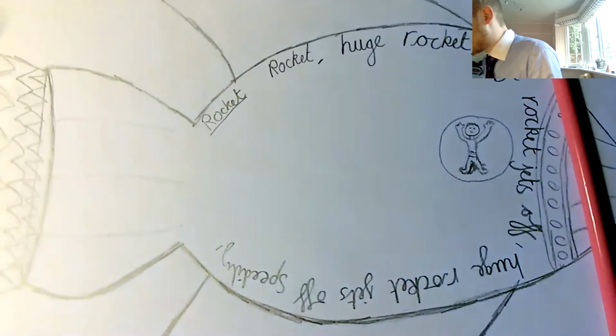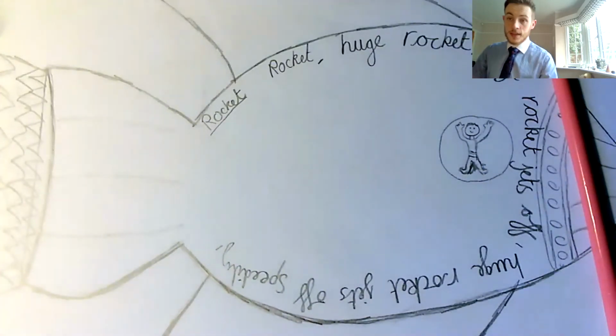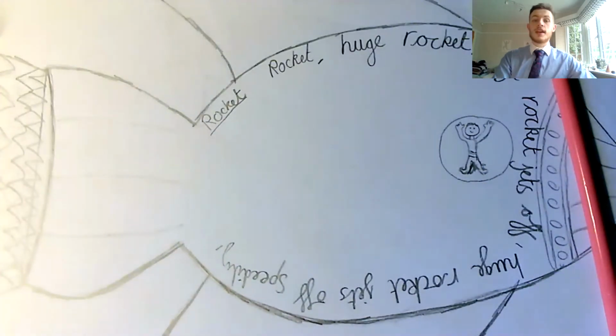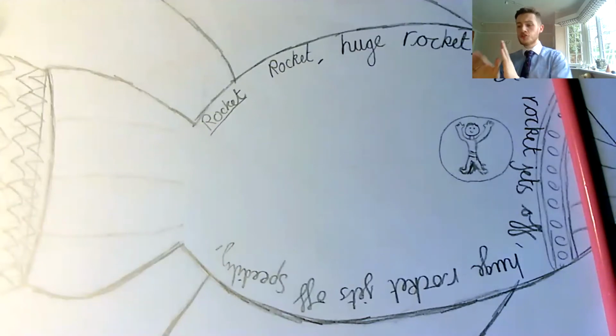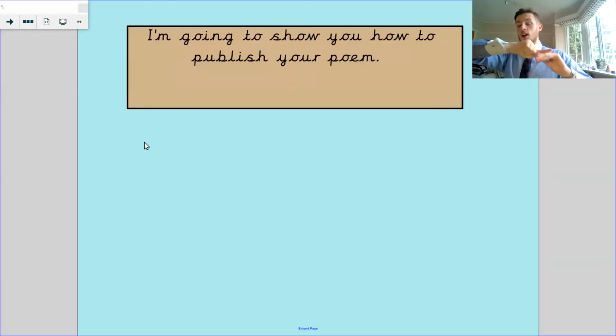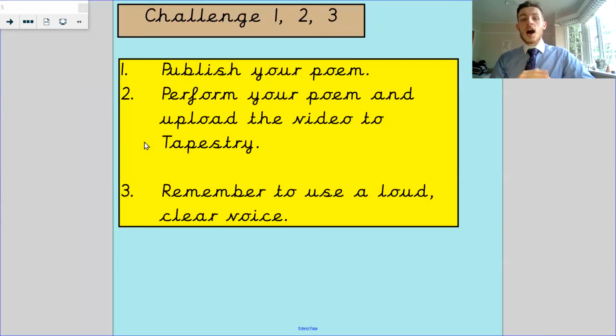Now, I'm not going to continue writing it because this is your task and you've got to make your own. But that's not your only task for today. Let me show you what the next part of your task is. Once you've created your drawing and written your poem all the way around the inside of your drawing, I would like you to publish it, which means I want you to make your poem like this, and then get your grown-up to take a picture of it and post it on Tapestry.